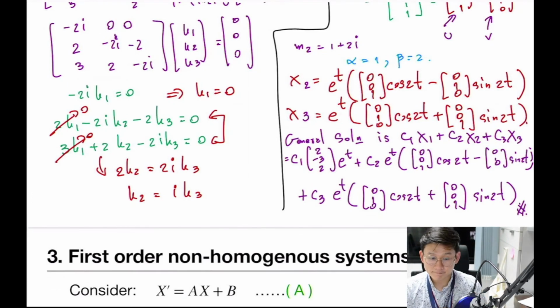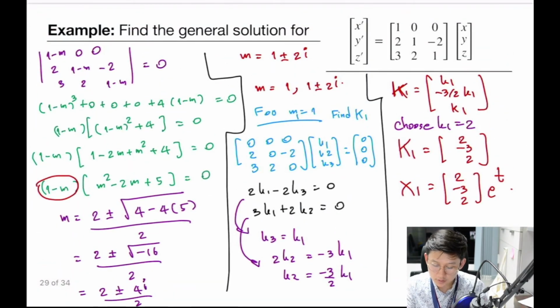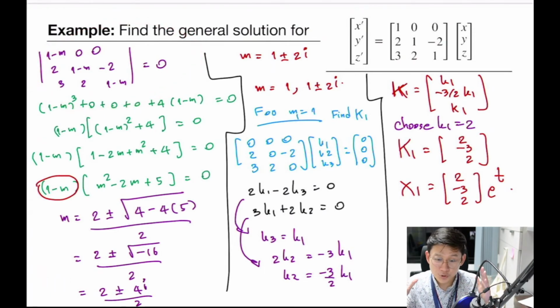Okay, so let me wrap it up again. First, we take this characteristic equation. You should be really familiar with it, right? Because it's the same for all the cases. It's the same for the distinct roots, the repeated roots, part 1, part 2, and it's the same for the complex roots as well.